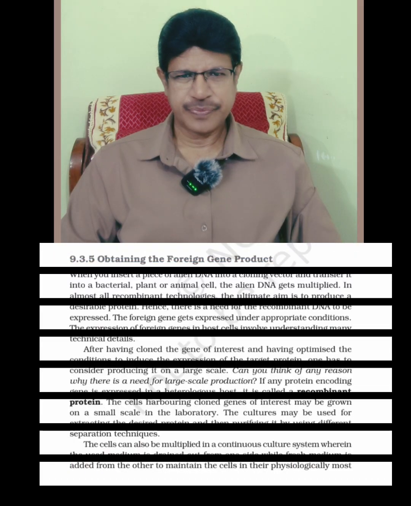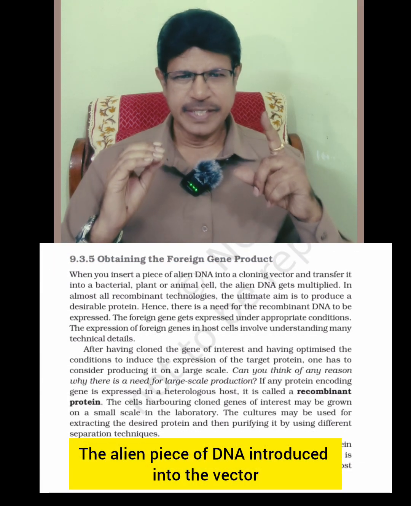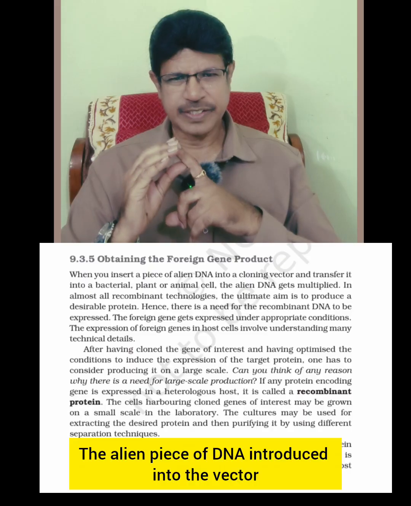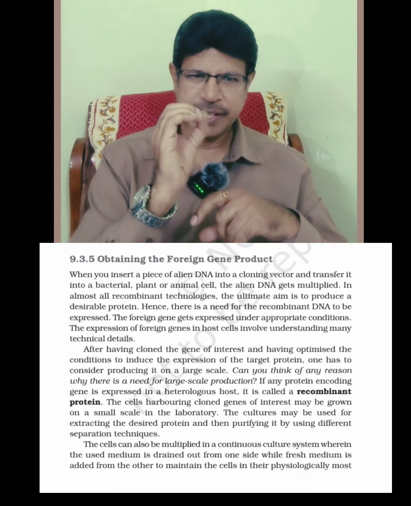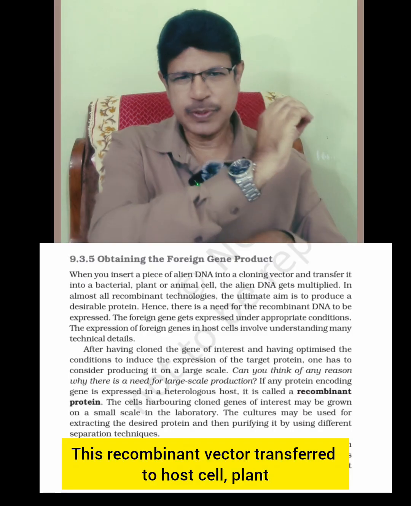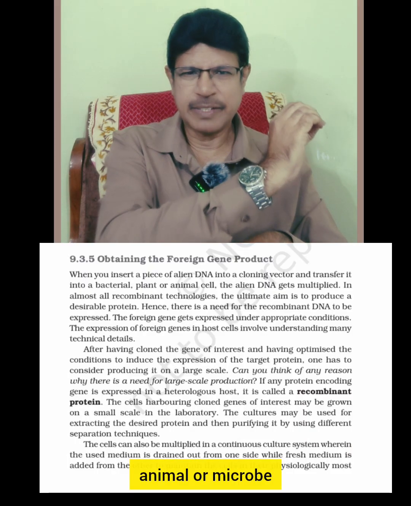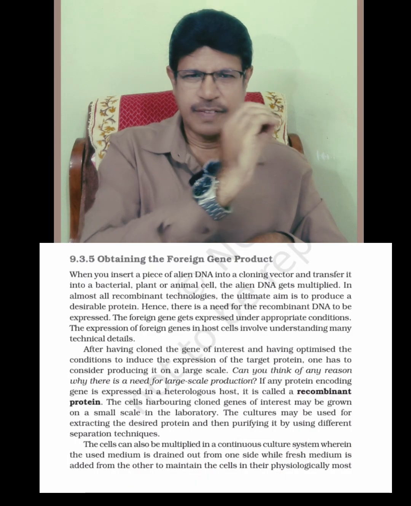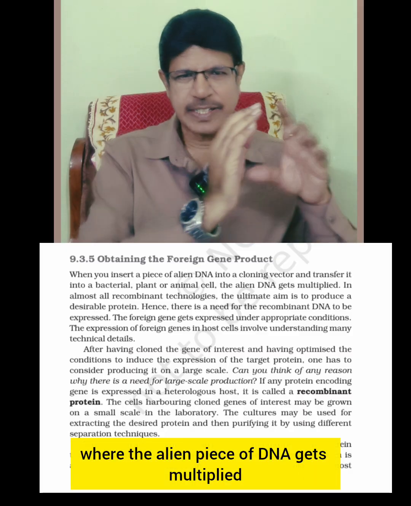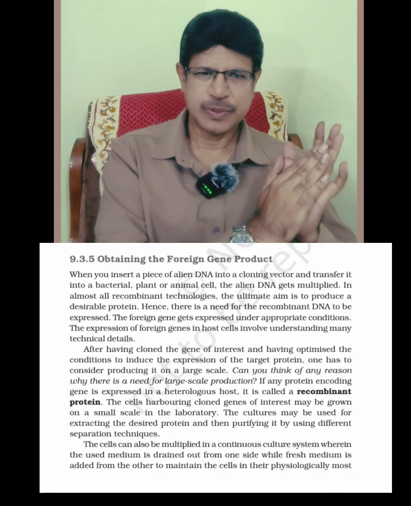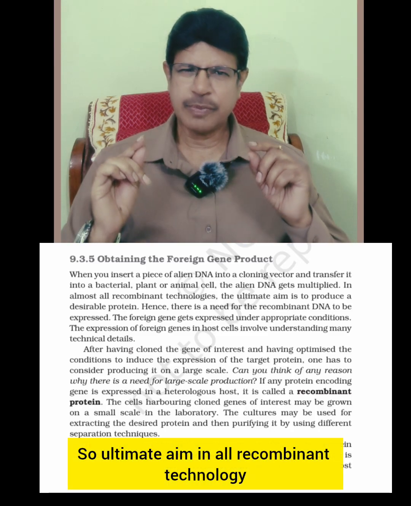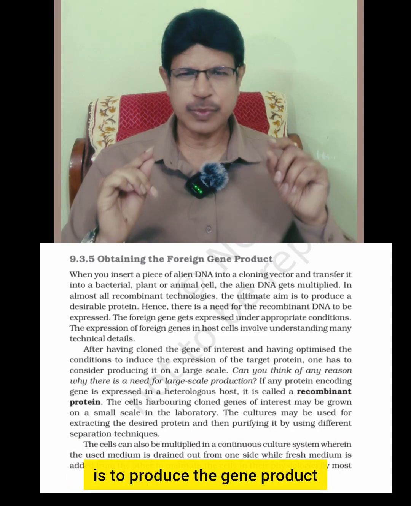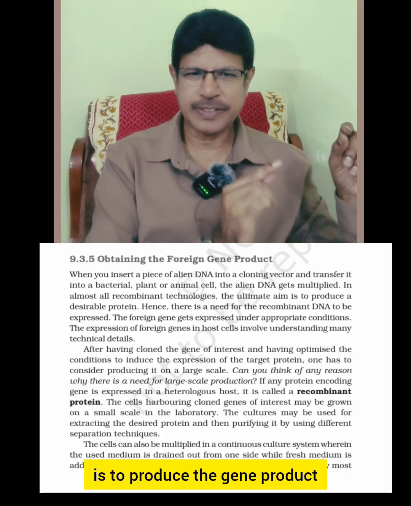Next step, obtaining foreign gene product. The alien piece of DNA is inserted into the vector, and now it is a recombinant vector. This recombinant vector is transferred to a host cell, plant, animal or microbe, where the alien piece of DNA gets multiplied to several copies. So the ultimate aim in all recombinant technology is to produce the gene product, that is the protein.